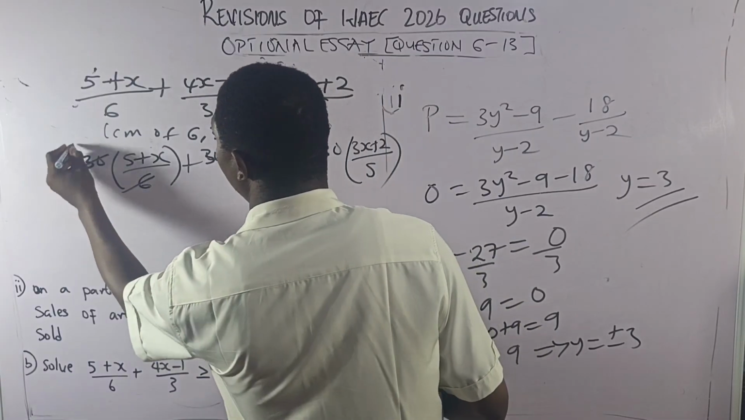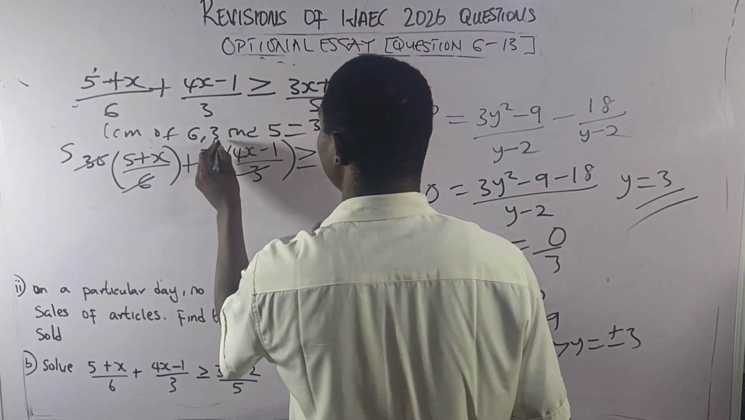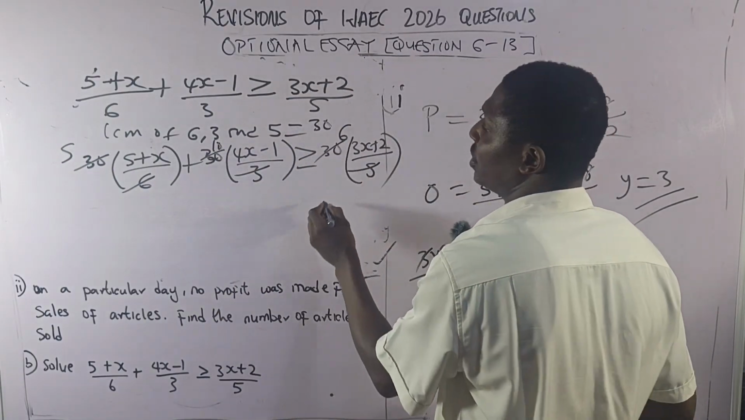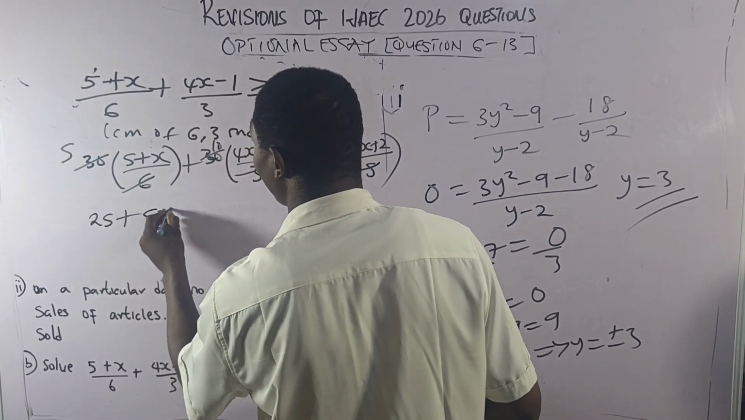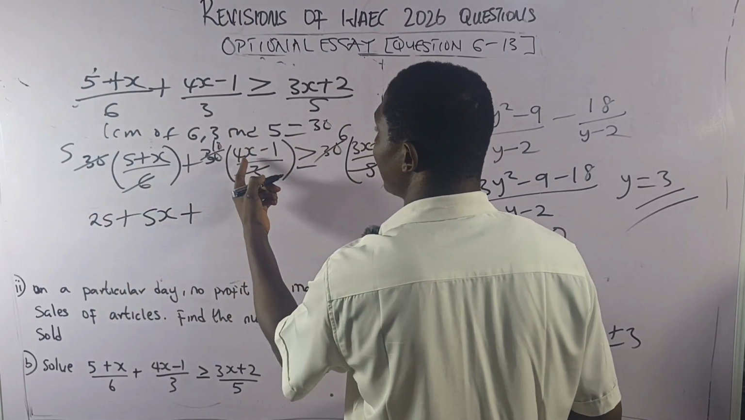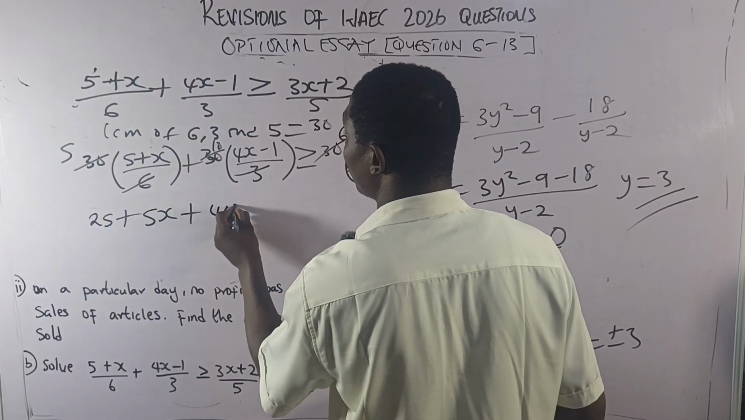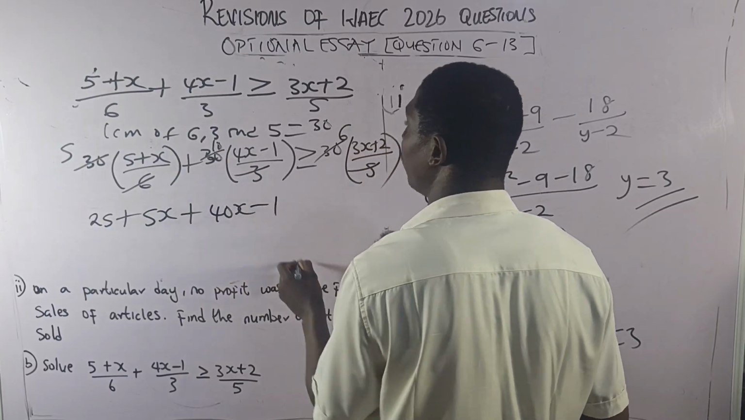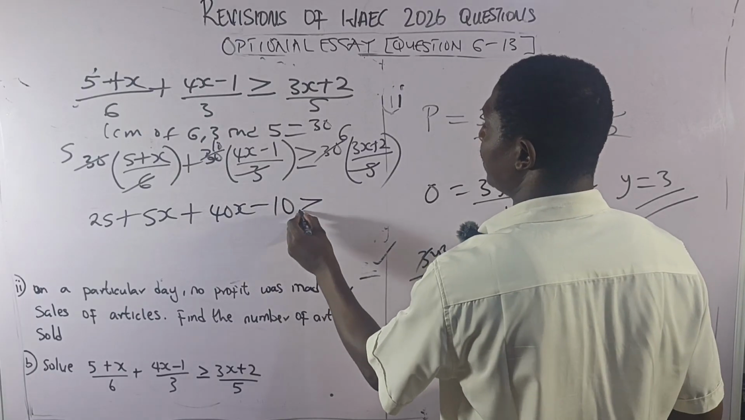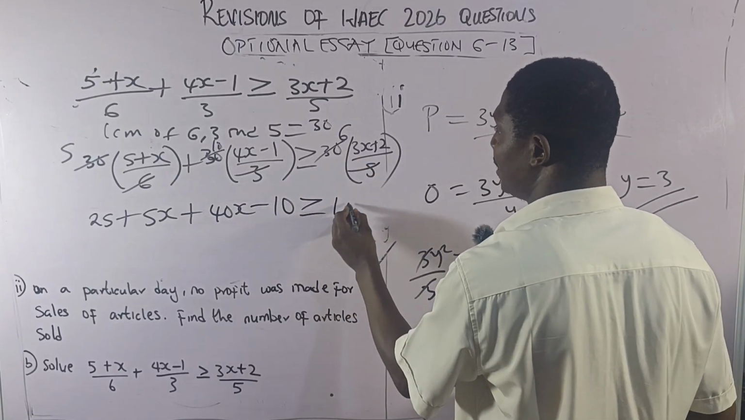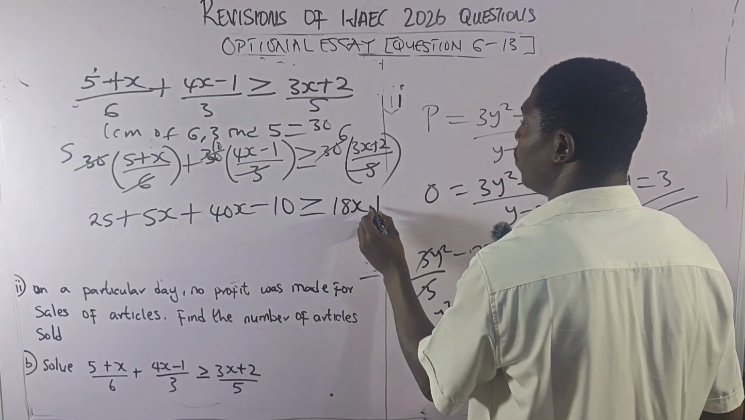Now this we cancel, have 5. This we cancel, have 10. This we cancel, have 6. So 5 times 5 is 25, plus 5 times x, 5x, plus 10 times 4x will give me 40x, and 10 times 1 will give me 10. Greater than or equal to 6 times 3 is 18x. 6 times 2 is 12.